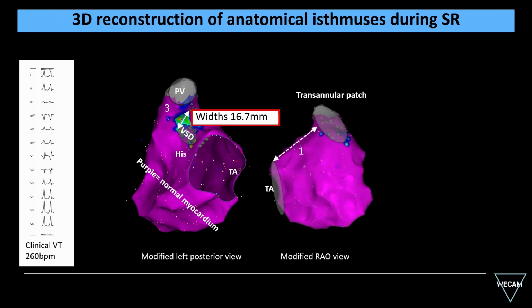In contrast, this is anatomical isthmus 3 between the VSD patch and the pulmonary valve. You see some low voltage electrograms. These are again the non-captured points here. And this is quite narrow, with a width here of 16.7 millimeters between the anatomical boundaries.